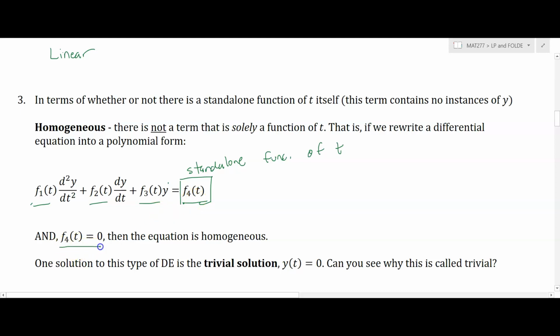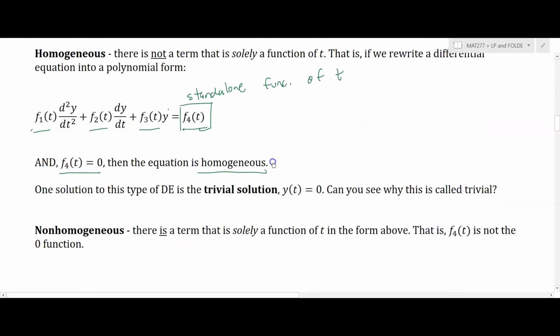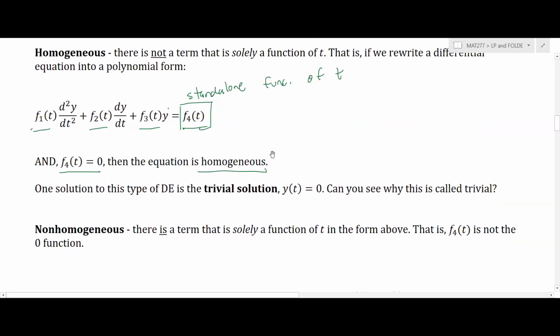If that thing were equal to 0, if all you had left on the right-hand side was 0, then it would be classified as homogeneous. So just think about it this way. If that were a 0, it would make life a lot easier. Homogeneous makes things easier, and non-homogeneous makes things a little bit more complex. Not impossible, not difficult, but just more involved.